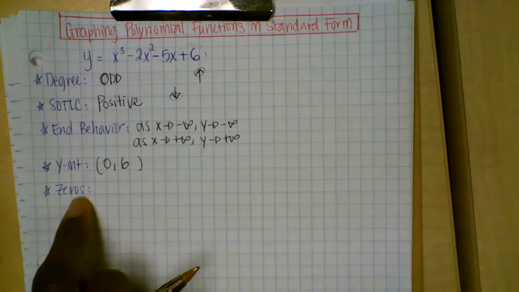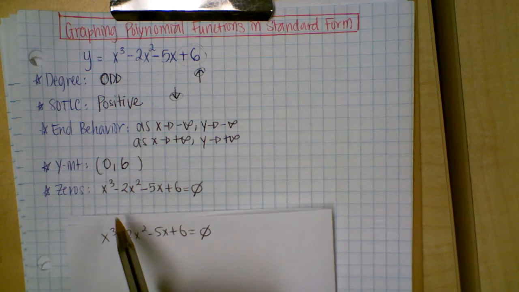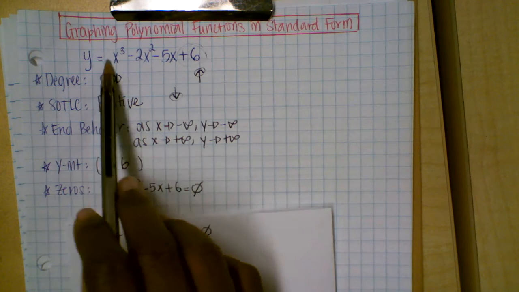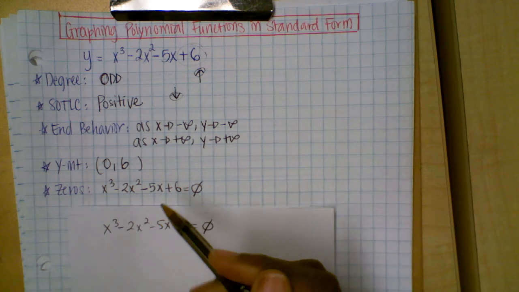Okay, so now let's find the zeros. To find the zeros means you need to set y equal to 0, so the entire polynomial is equal to 0. Okay, and now let's factor.